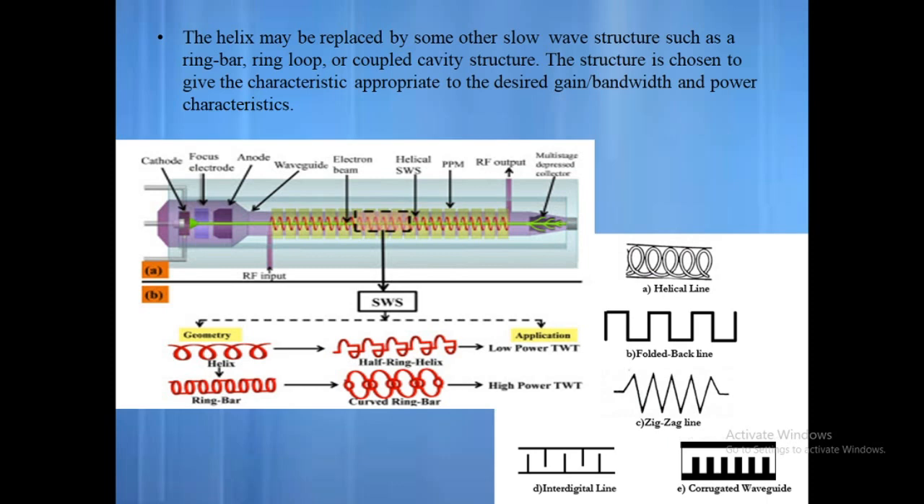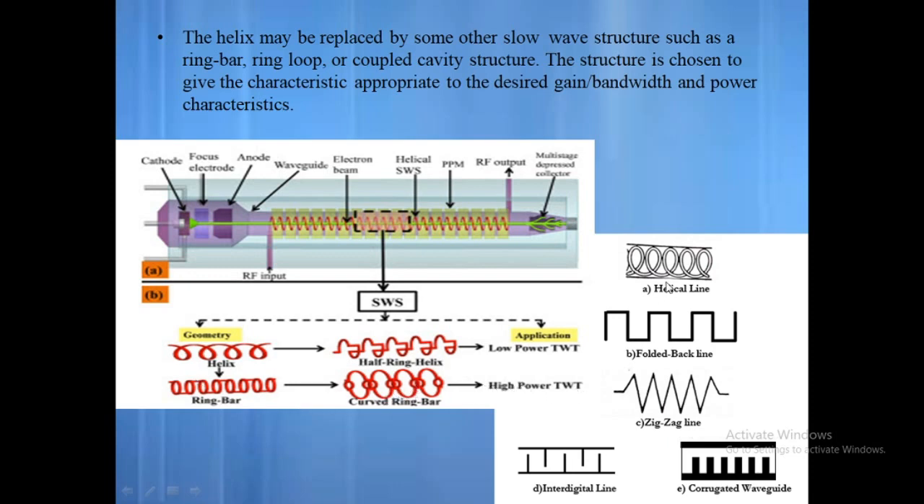Next, the helix may be replaced by some other slow wave structures such as ring bar, ring loop, or coupled cavity structure. The structure is chosen to give the characteristics appropriate to the desired gain, bandwidth and power. So here we show a helical type, a ring bar type, half ring helix, curved ring bars, etc. Based on the usage of power, we can use them. At low power traveling wave tubes we can use this. Next, at high power traveling wave tubes we can use this.